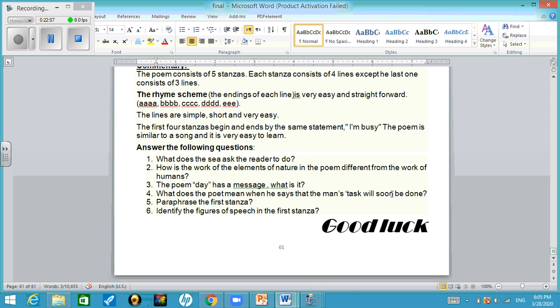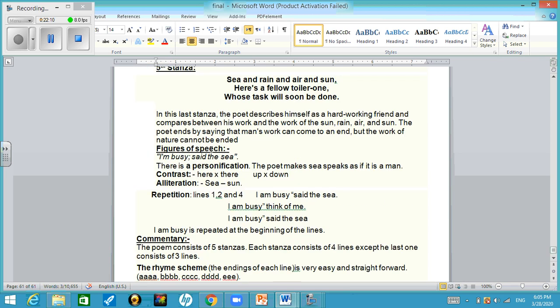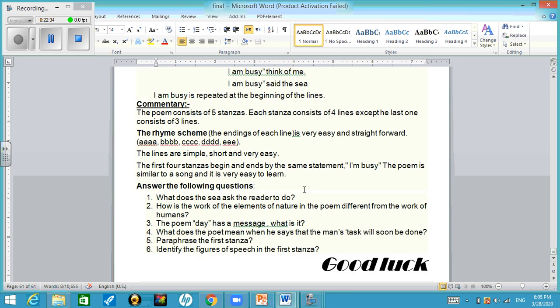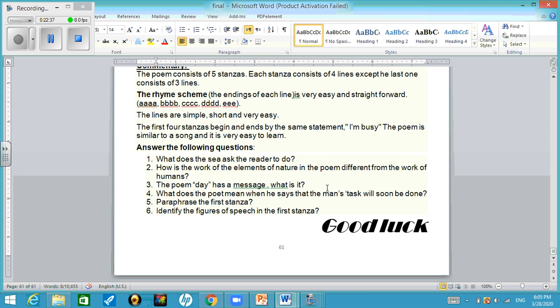As we can see here, in the last stanza we said that a man's work can come to an end, but the work of nature cannot be ended. What is man's work? It can be his job, but the main man's work is to be living on earth. So man's work can come to an end by what? By dying. So that's what he means. That's another point of view, another opinion. So it depends on your own opinion and your own understanding of the poem itself.